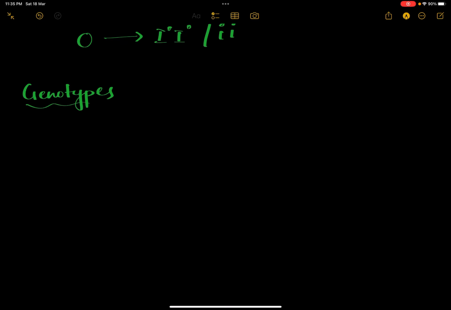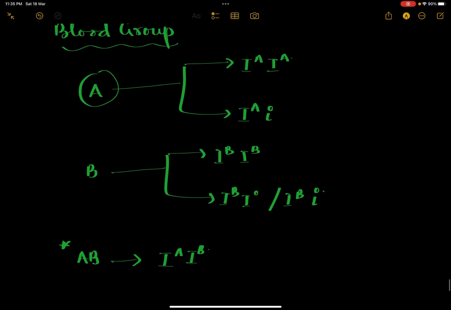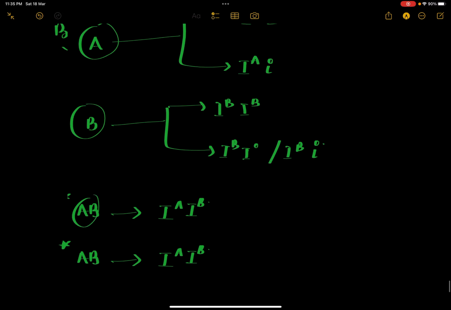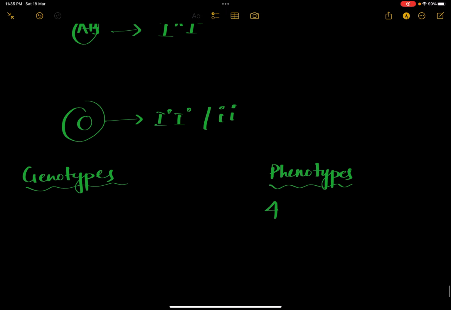If you ask me about the genotypes, there are different types of genotypes and phenotypes over here. Let me talk about them one by one. First, let's talk about phenotypes. How many phenotypes are there? As you can see, the overall appearance will be A, B, AB, and O. So there are a total of 4 phenotypes.